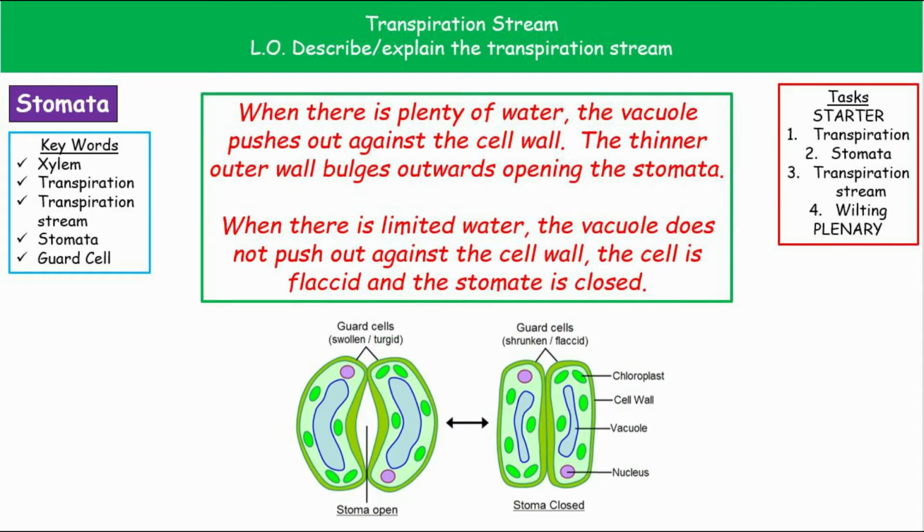So let's double check we've got the right explanation in there. When we've got plenty of water, the vacuole pushes out against the cell wall and the thinner outer wall bulges outwards, which opens the stomata. That's our diagram on the left. When there's limited water, the vacuole doesn't push out against the cell wall, the cell is flaccid and the stomata are closed.